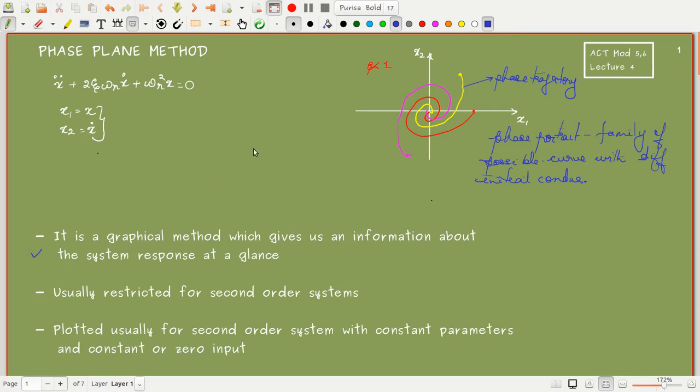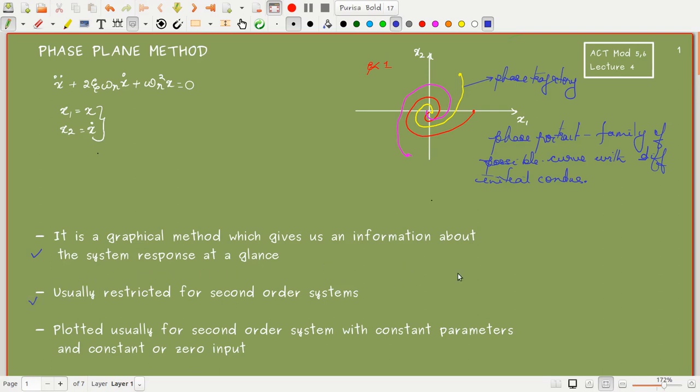If it was a circular path, we can say that it is an oscillatory system. We can say whether it is overdamped or underdamped, and whether the system is stable or not. And usually this method is restricted to second order systems. I think I have discussed this in the last class.